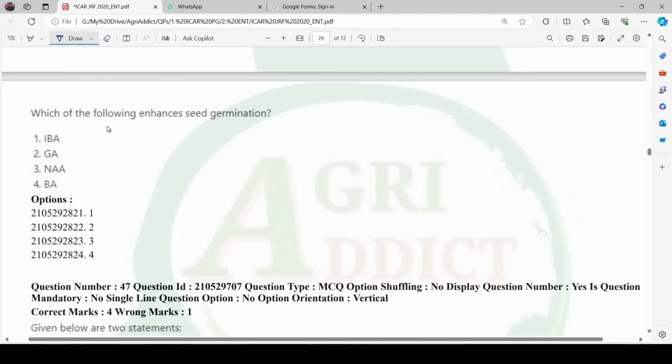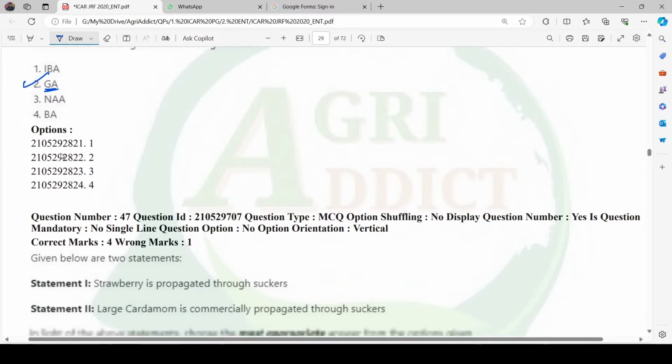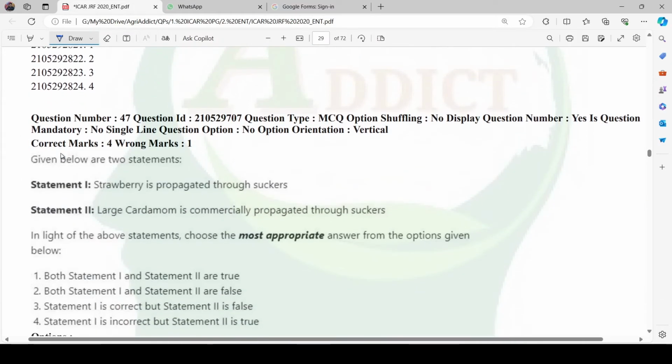Next question: which one of the following enhances seed germination? So it is GA or gibberellic acid, GA3, GA1, GA2. That mainly helps in germination of the seed or breaking dormancy.